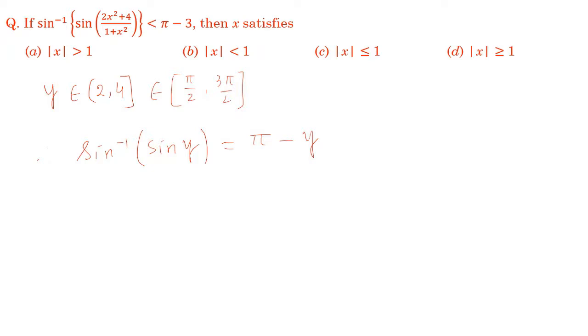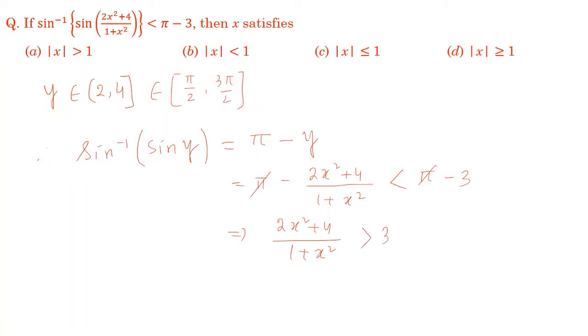So now come to the main problem. It is actually pi minus y, which is twice x square plus 4 divided by 1 plus x square. Now from the inequality, this is less than pi minus 3. Now calculate from here: pi is cancelled from both sides, and taking a negative product, it will be twice x square plus 4 divided by 1 plus x square, and it will now be greater than 3.